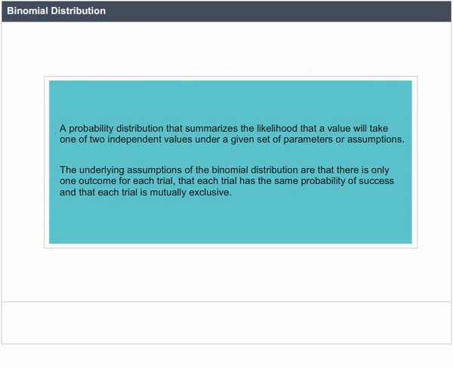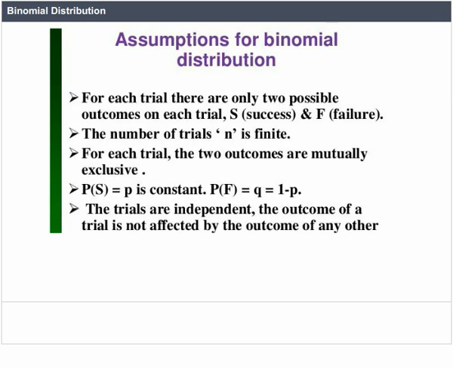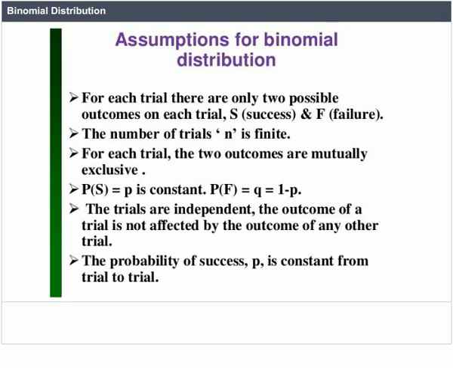Assumptions for binomial distribution. For each trial, there are only two possible outcomes, S for success and F for failure. The number of trials, n, is finite. For each trial, the two outcomes are mutually exclusive. Probability of S equals p is constant. Probability of F equals q equals 1 minus p. The trials are independent. The outcome of a trial is not affected by the outcome of any other trial. The probability of success, p, is constant from trial to trial.